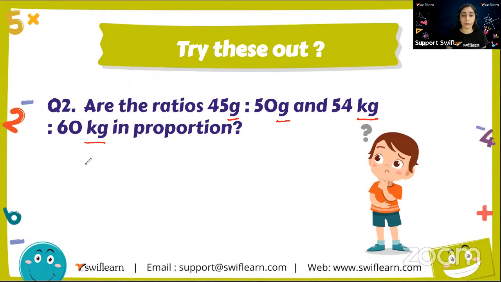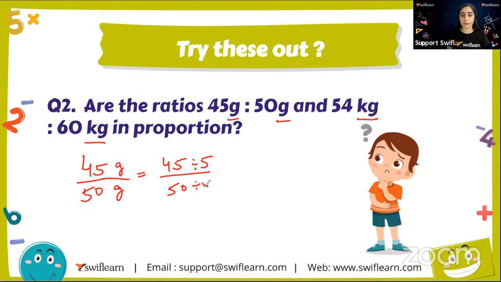So how do we go about it? Okay, first let me compare 45 by 50 grams. I know 45 and 50 both come in the table of 5. So let me divide by 5. 45 divided by 5 and 50 divided by 5. What do I get? 9 by 10. Okay, I got one ratio, 9 by 10. Now, moving on to the next one.